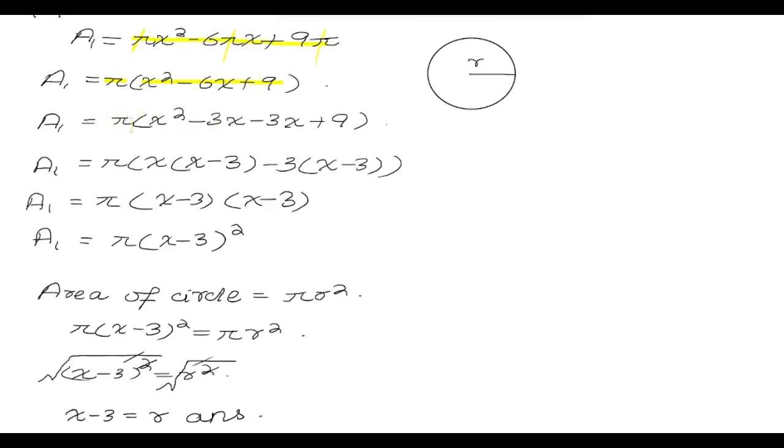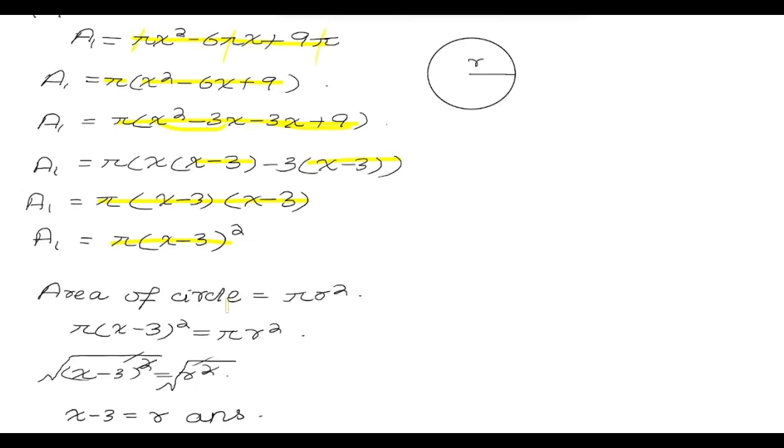So we can just simply write pi(x² - 3x + 9), and then we will pick the common values between these both pairs. So we will have (x - 3) and (x - 3). So pi(x - 3)² will be our area. But we are not done yet. We need to find the radius of this first area. So here we have pi(x - 3)².